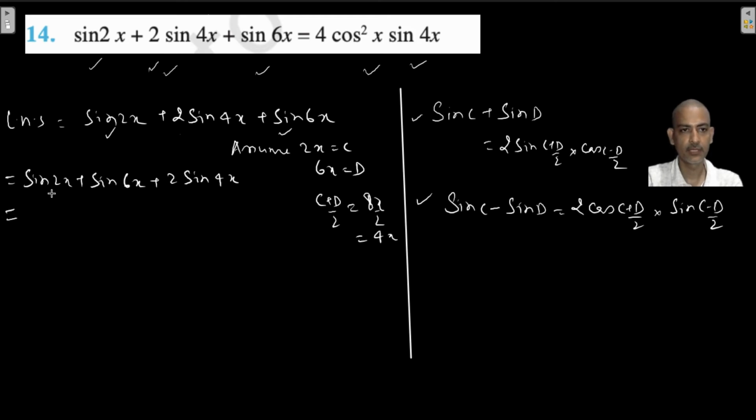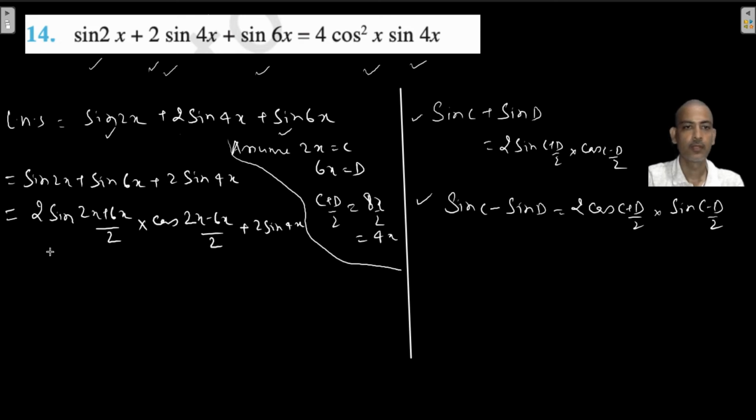So let's see the next step. Sin 2x plus sin 6x, going by this formula, it will be 2 times sin of (2x plus 6x) by 2 into cos of (2x minus 6x) by 2, and then again plus 2 sin 4x, right? Now what we are left with here is 2 of sin of 8x by 2, this is nothing but 4x, and this is cos of minus 4x by 2, which is cos of minus 2x. So let's write cos of minus 2x, and then we have 2 of sin 4x.